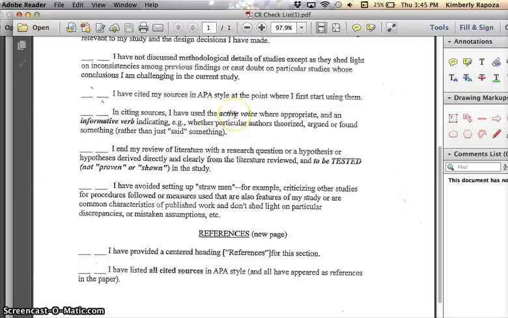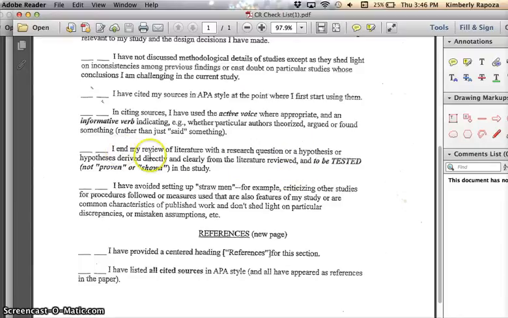Citations are in active voice, and you use an informative verb. So authors theorized, argued, found, noted, posited, hypothesized. Action words, also in past tense, not that the author said something, or using passive voice.